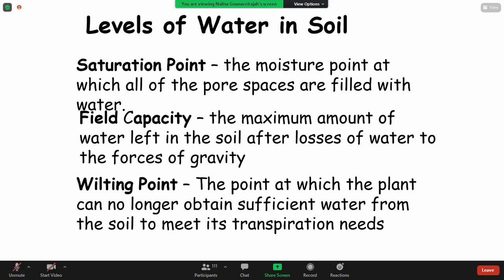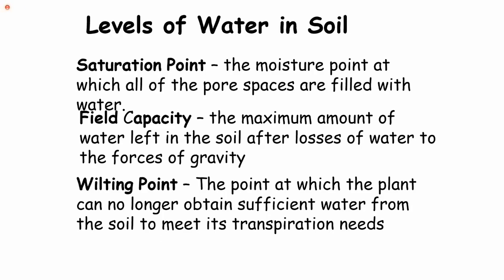So that means you saturate the soil and allow the soil to dry, then all the gravitational water will drain and it will reach field capacity. Then if you further allow the soil to dry, a point will come where the plant cannot obtain any water from the soil, and that point is called the wilting point. If you allow the soil to dry up to the wilting point, the plant may die. So that is the wilting point.